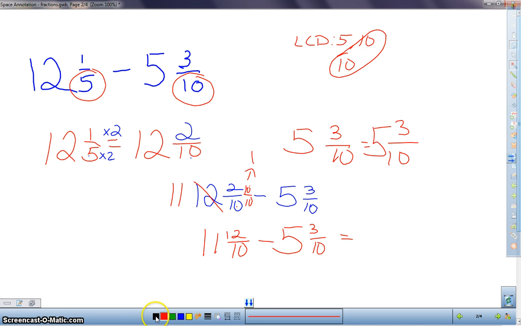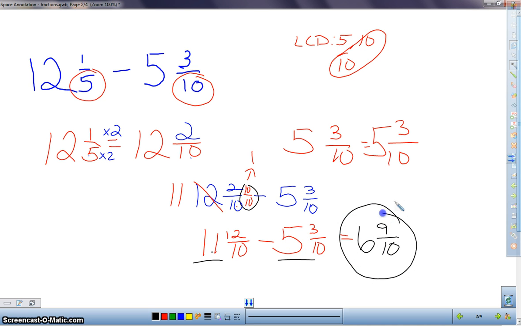Okay, so now we're going to subtract our fractions. 12/10 minus 3/10 is 9/10. 11 minus 5 is 6. Okay, so once again I borrowed here, took 1 away but added 1 back into my fraction to get this improper fraction so that I'm able to subtract 3/10 from it. I can't simplify once again, so that is my solution.